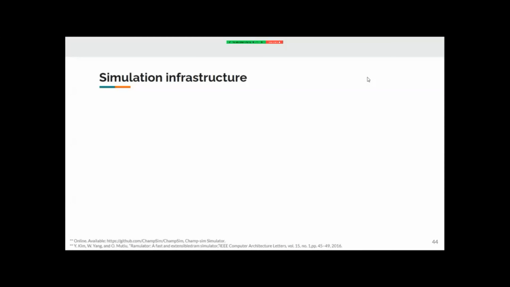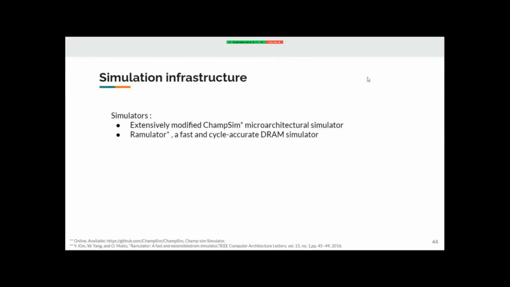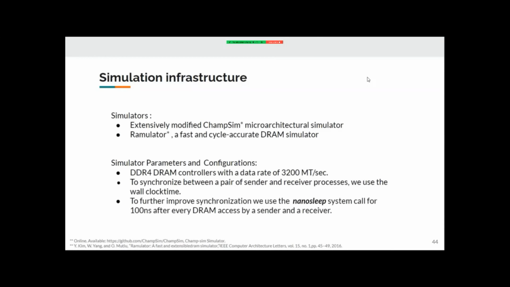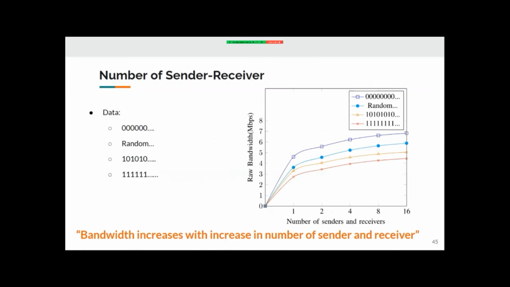Evaluations. We simulate our covert channel with an extensively modified ChampSim simulator. We also use Ramulator, a DRAM simulator, and merge it with ChampSim for detailed simulation of DRAM timing constraints. We use DDR4 DRAM with a data rate of 3200 megatransfers per second. For synchronization, we use wall clock time and 100 nanoseconds of sleep after every DRAM access by a sender and a receiver. We evaluate our covert channel with various data sequences.